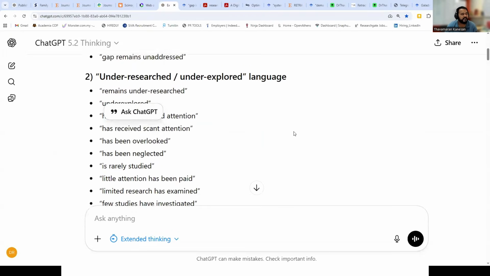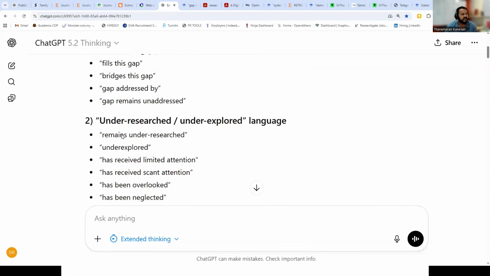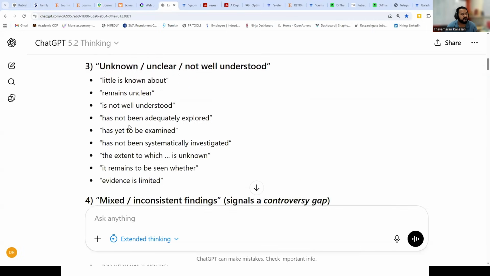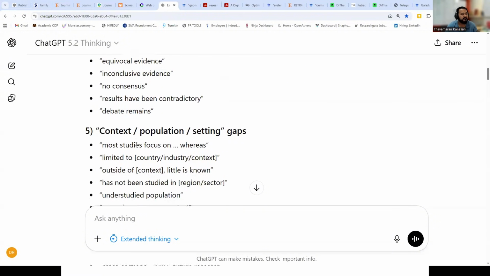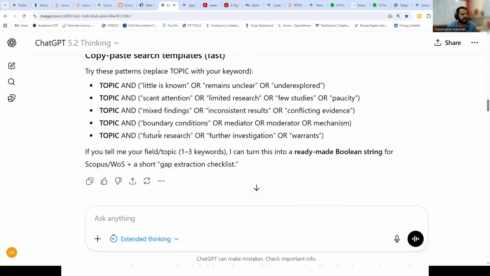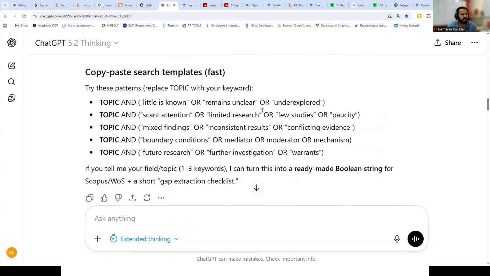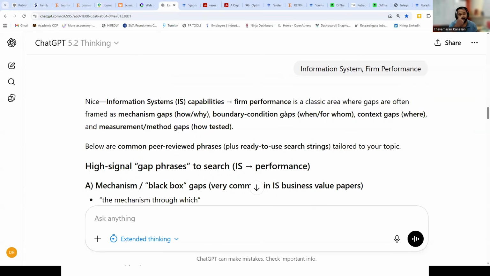Okay, so what we do, these are all the potential phrases in peer-reviewed papers that you can use when you want to search. But of course, you don't want to go through everything. You can pick the ones that are most suitable for you and use them. They even give you the Boolean operators also. But I did not use this. I use much more straightforward.